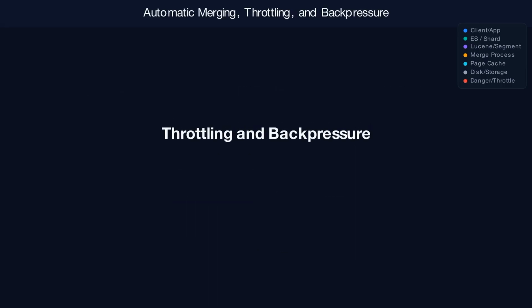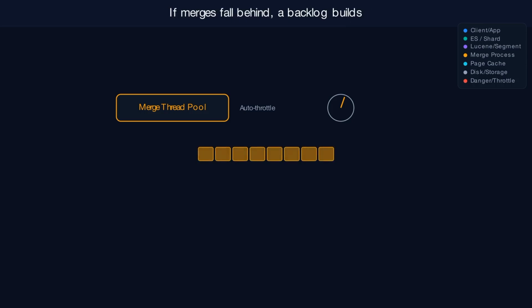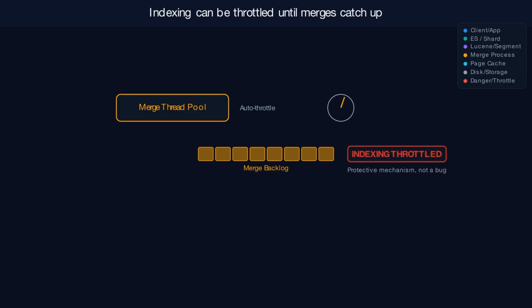Elasticsearch runs merges automatically in the background using a dedicated merge thread pool, auto-throttled to reduce impact on indexing and search. But this is a balancing act. If merges fall behind, Elasticsearch can eventually throttle indexing on a shard until merging catches up. This is a protective mechanism, not a bug.